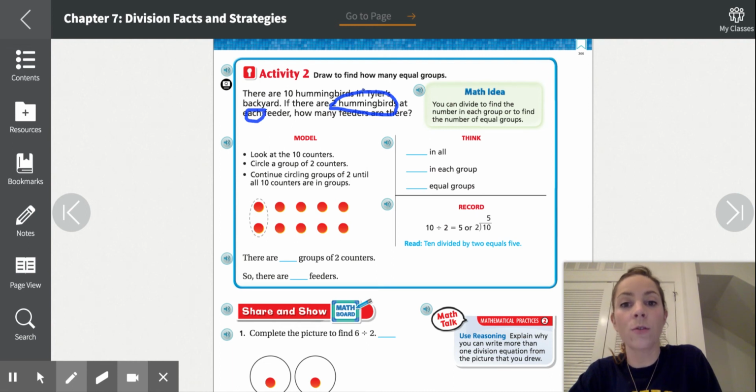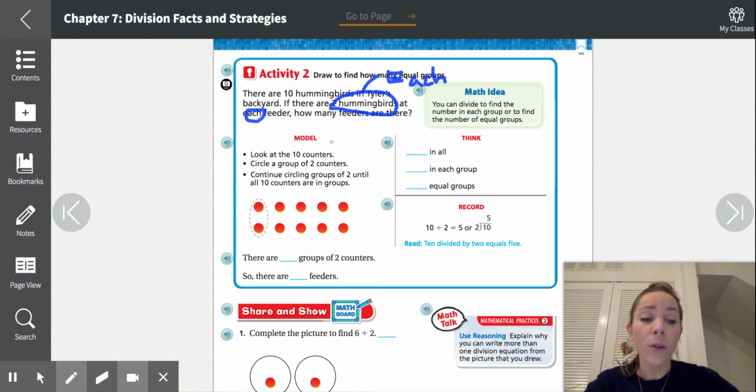gonna be the clue for our "in each." It's not gonna be the groups this time. Ooh, this is hard to write with this pen. There we go. Since we don't know the groups, we can't draw the groups first. So our backup option is to draw the total first. And it tells us that in our model here. It says to look at the 10 counters, we're gonna draw the 10 counters, and they did that for you.